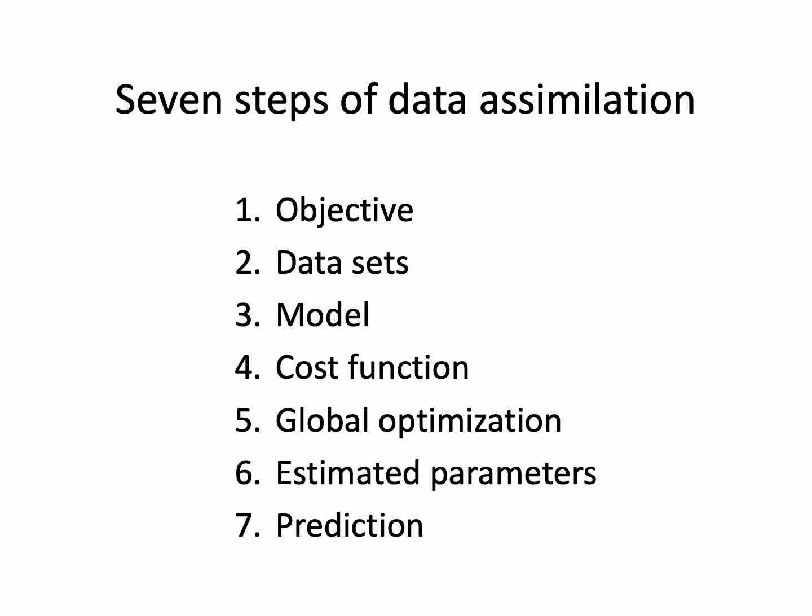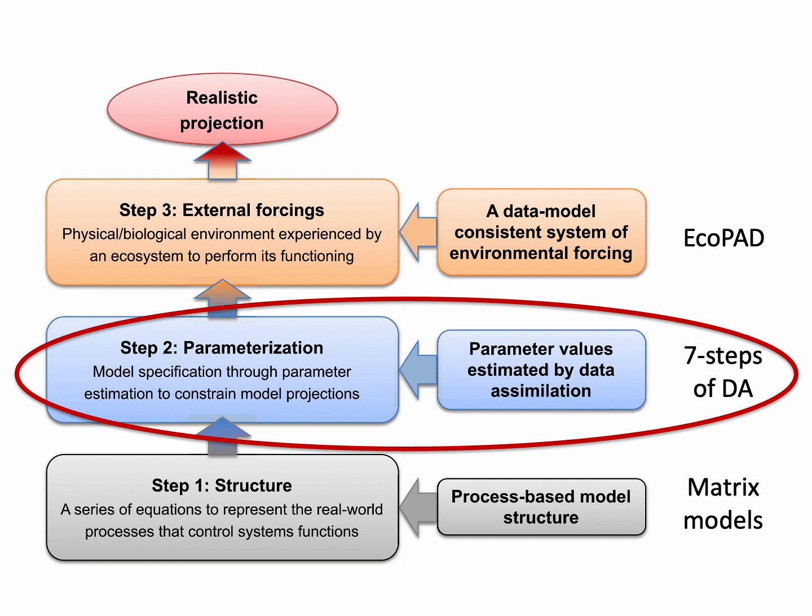Again, the 7 steps to conduct an assimilation study are setting up an objective, collecting data sets, having a model, defining a cost function, using a global optimization method to minimize the cost function, estimating parameter values, and predicting. The 7-step model data assimilation is essential to estimate the parameter values and then constrain model predictions through parameterization. The parameterization in turn is essential towards a realistic prediction.